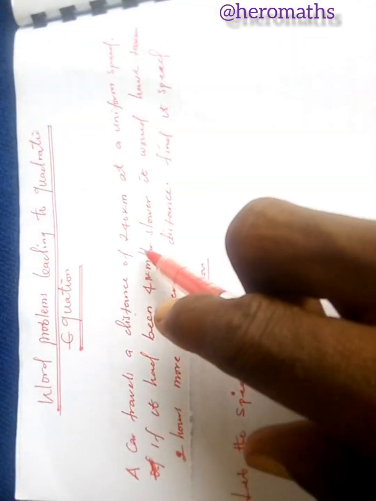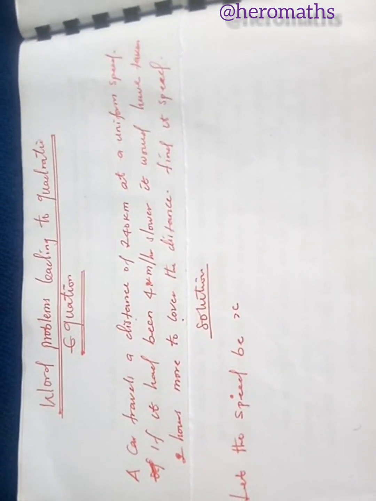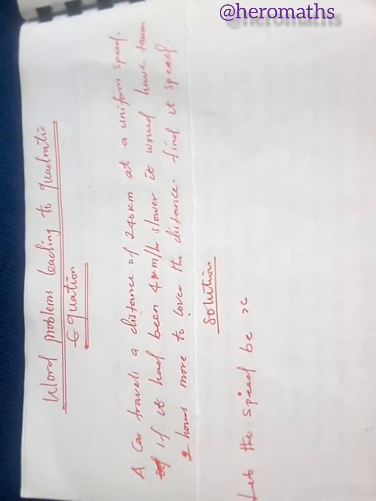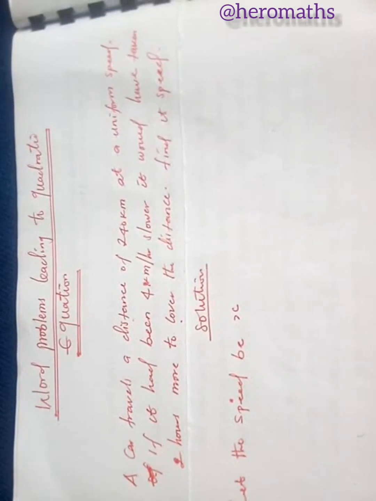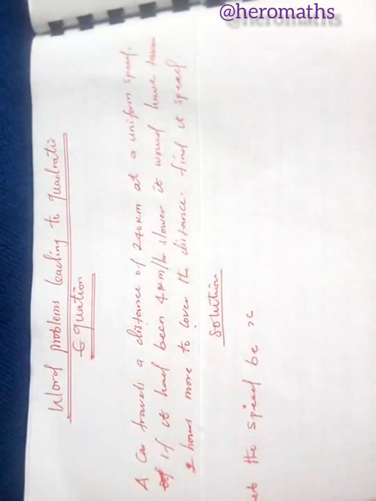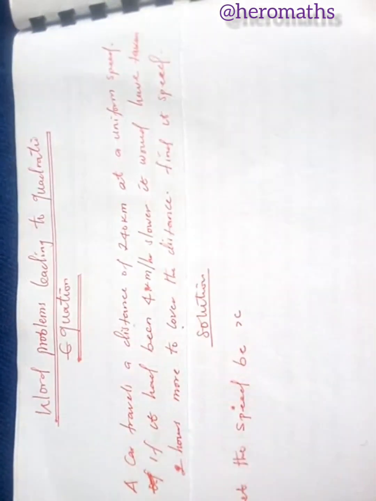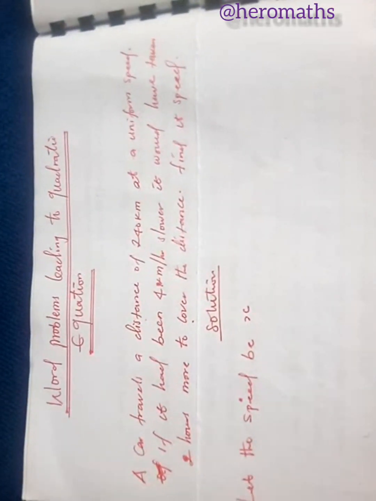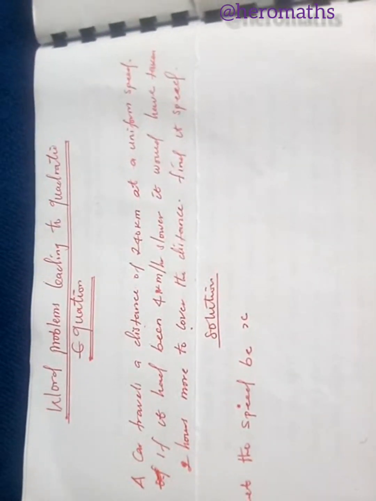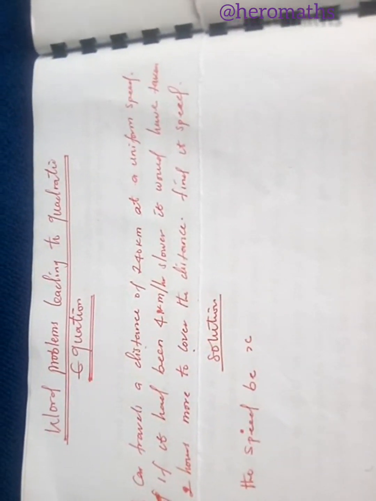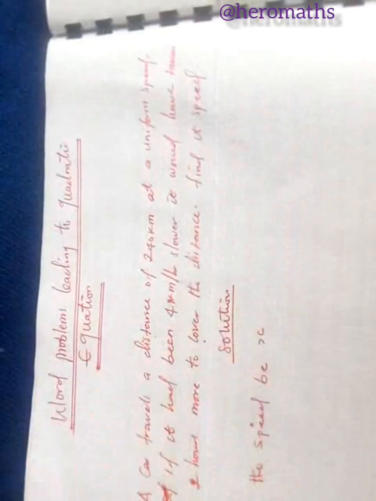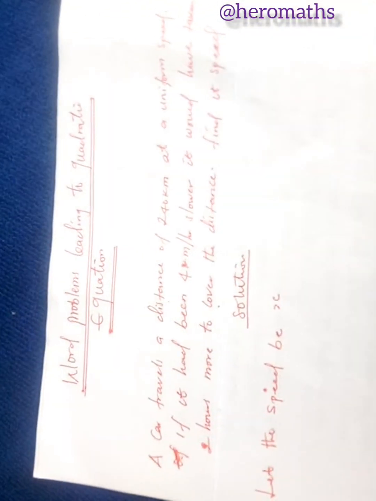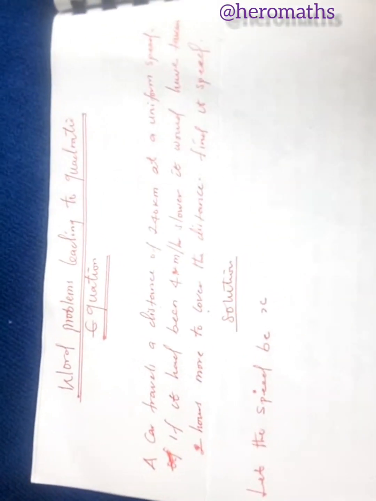A car travels a distance of 240 kilometers at a uniform speed. Now you can pause the video, think about that, imagine it in real life, then play it and continue. If it had been 4 kilometers per hour slower, it would have taken 2 hours more to cover the distance. Now imagine it again in a real life situation. What this question is saying is that this car covers a distance of 240 kilometers at a uniform speed. They did not give us the speed, it is not known. Now we say let our speed be x.